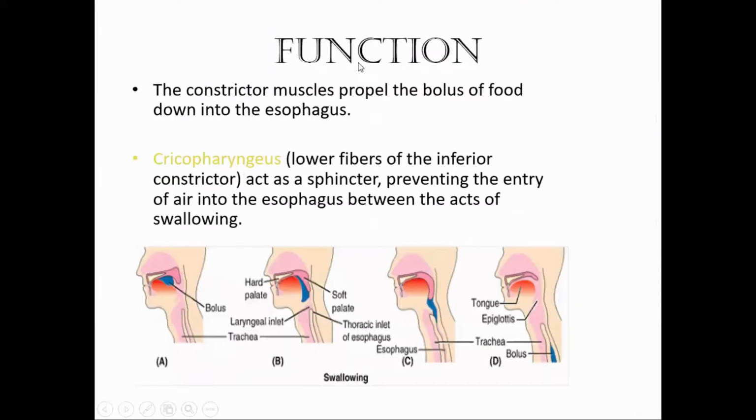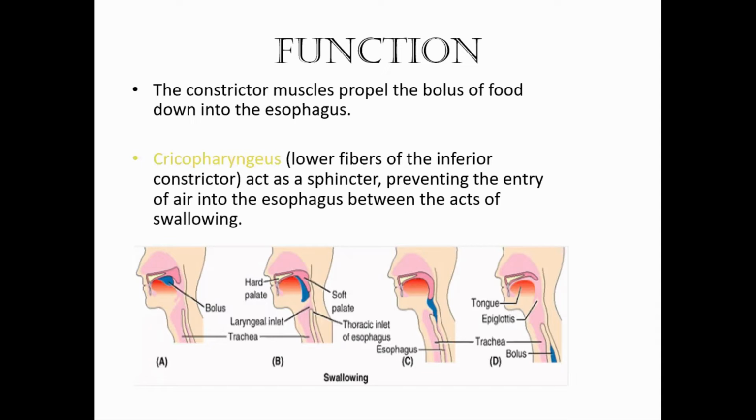Now the functions of the constrictor muscles. The constrictor muscles help to propel the food towards the esophagus. They have a propulsive action. The inferior constrictor muscle has two parts, the cricopharyngeus and the thyropharyngeus. The cricopharyngeus acts as a sphincter, whereas the thyropharyngeus helps in the propulsive action.